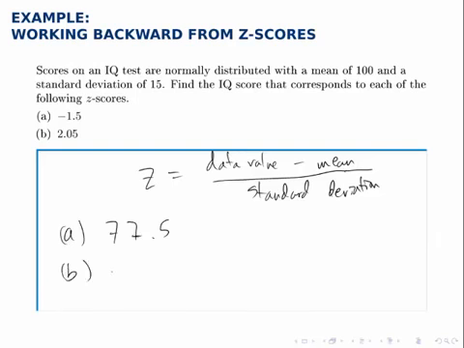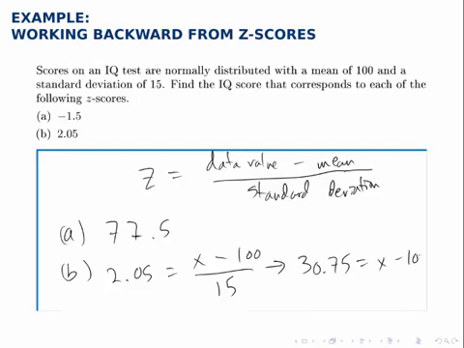For part B, we do the same process. The z-score equals the data value minus the mean divided by the standard deviation. So we multiply both sides by 15 and find that 30.75 equals x minus 100, and then adding 100 to both sides, x equals 130.75. So a z-score of 2.05, or just over 2 standard deviations above the mean, corresponds to an IQ score of around 130.